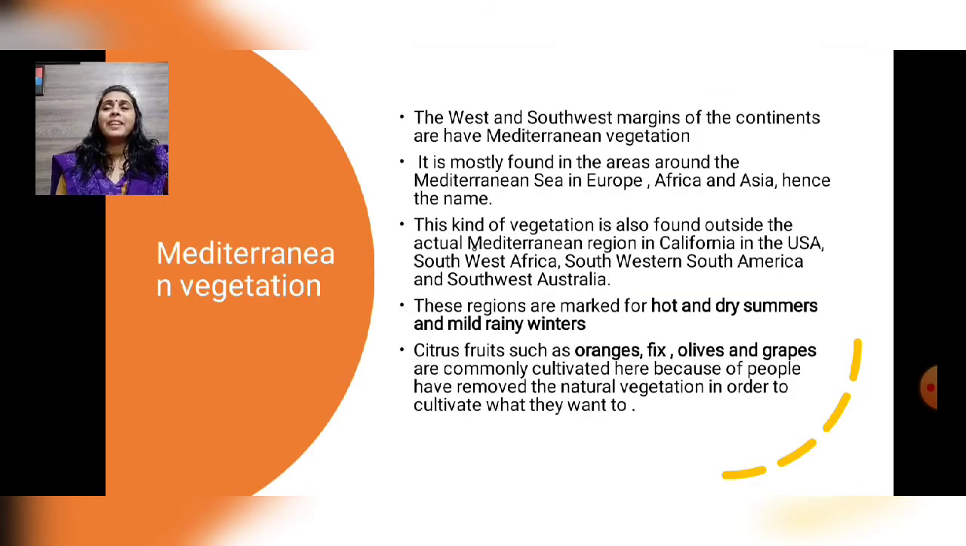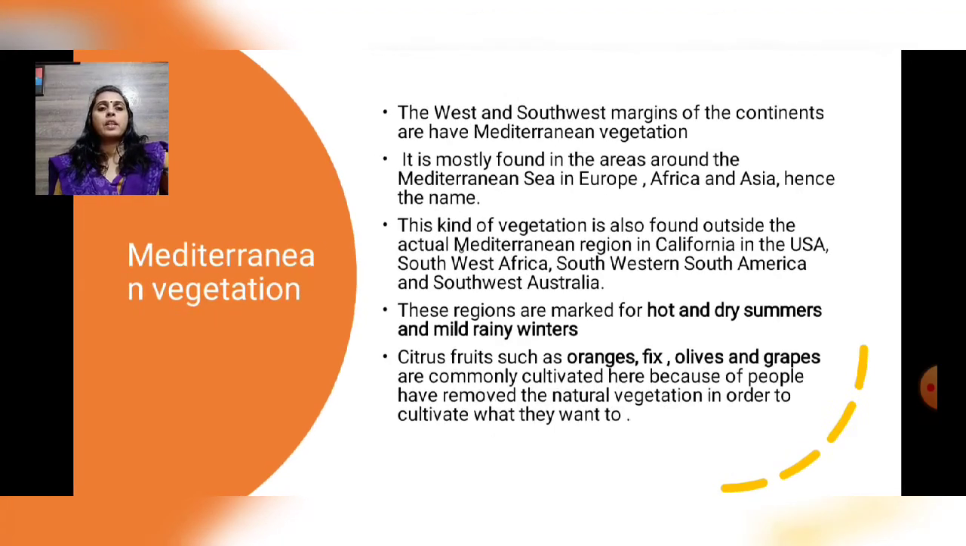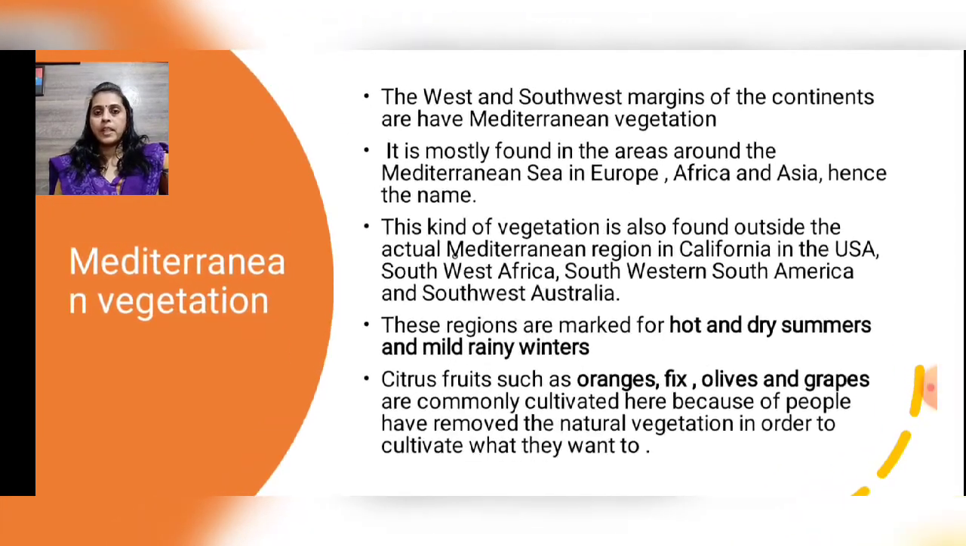So next one, Mediterranean vegetation. Mediterranean vegetation is the fifth category. The west and southwest margins of the continents have Mediterranean vegetation. It is mostly found in the areas around the Mediterranean Sea in Europe, Africa, and Asia, and hence the name is Mediterranean vegetation. So for you, the homework is you have to find the Mediterranean Sea in your atlas.